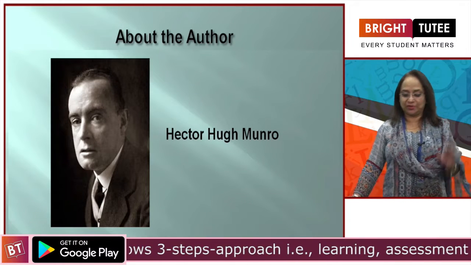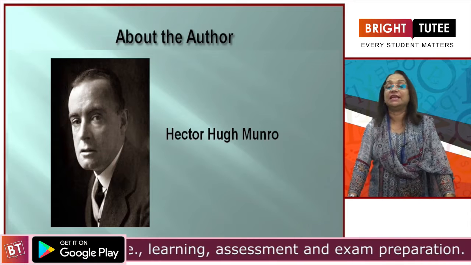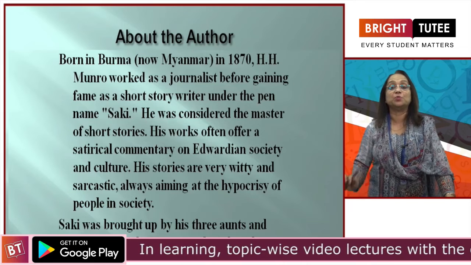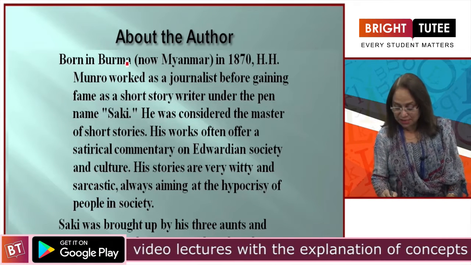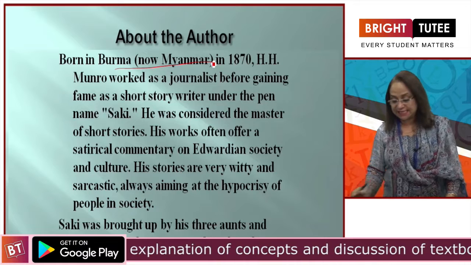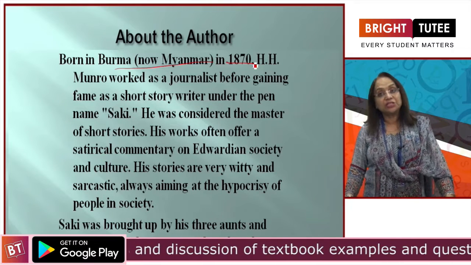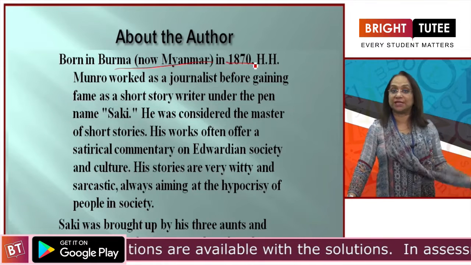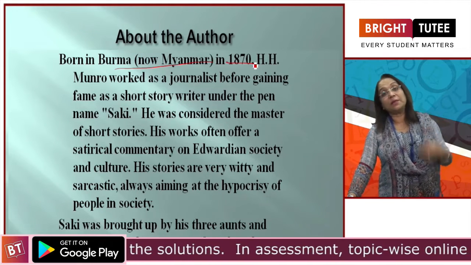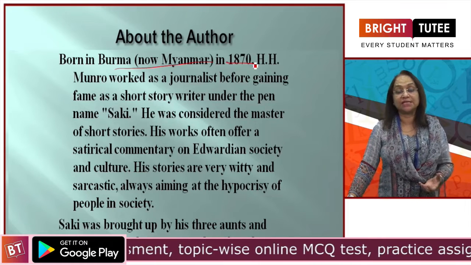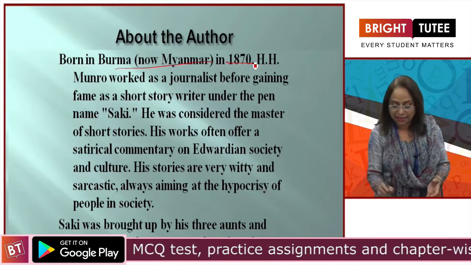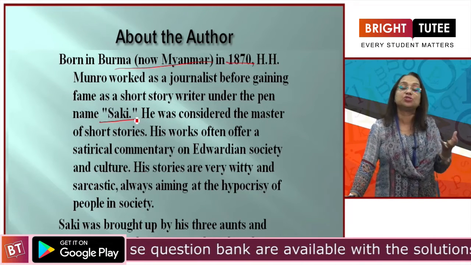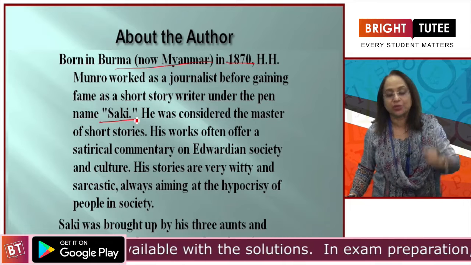Hector Hugh Munro. We are now talking about the author. Hector Hugh Munro was born in Burma, now called Myanmar, in 1870. Initially, he worked as a journalist and then gradually he took to writing short stories. He made a big name by writing short stories and he wrote under the pen name Saki. That was his pen name. So, whenever you come across a book or a story written by Saki, you know it is Hector Hugh Munro.